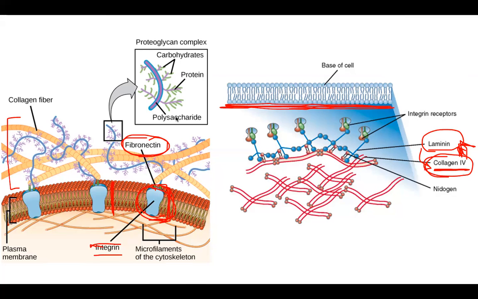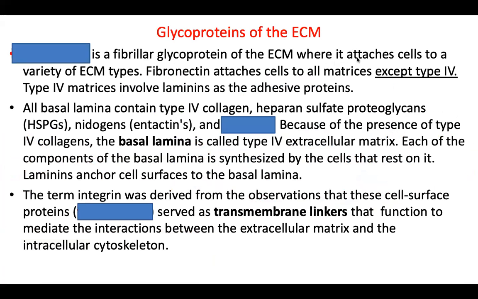Reading the first one, what is the glycoprotein that attaches to all types of extracellular matrix except type 4? Fibronectin. Perfect. And then what is the structure that does attach to type 4 collagen? Laminin.